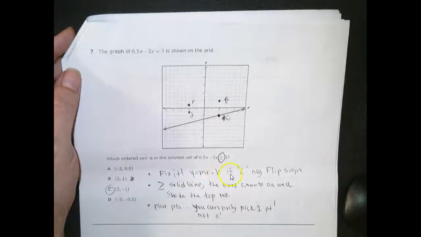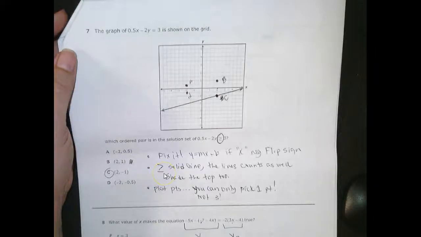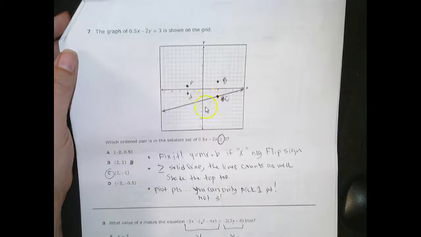Y equals mx plus b. If x is negative, flip the sign. This right here means it's a solid line because of that line right there, and the line counts as well. Shade the top two. Plot your points. You can only pick 1 point, not 3. So I put those points on that graph.